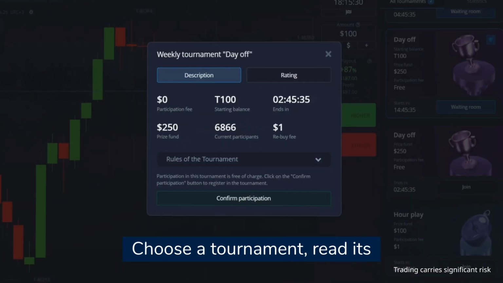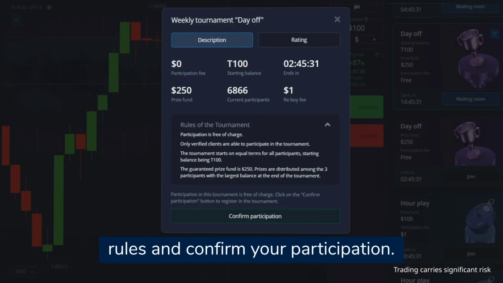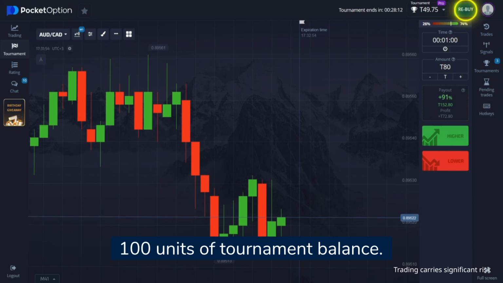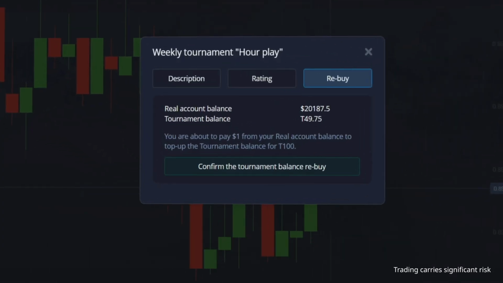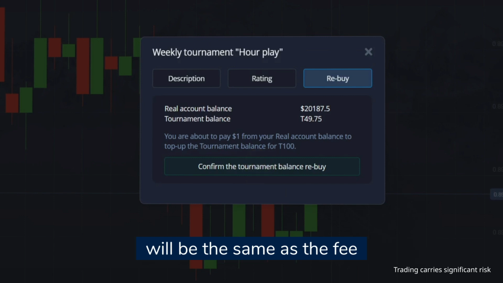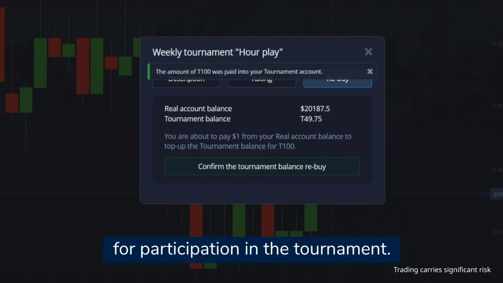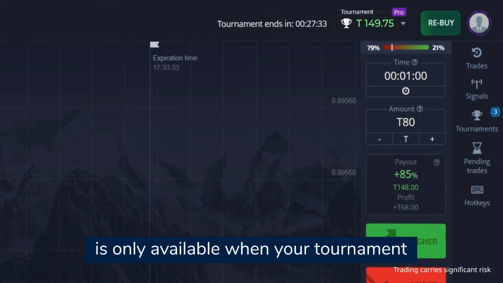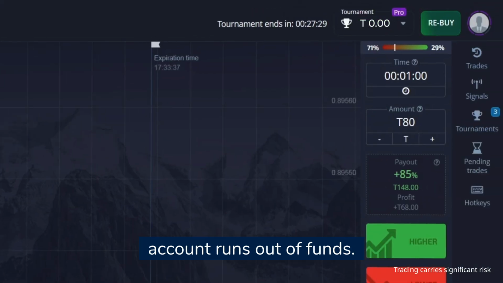Choose a tournament, read its rules, and confirm your participation. You can always rebuy another 100 units of tournament balance. If the tournament is paid, the rebuy amount will be the same as the fee for participation in the tournament. In free tournaments, the rebuy option is only available when your tournament account runs out of funds.